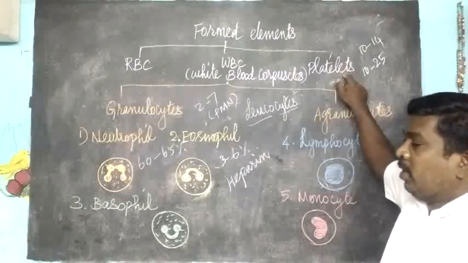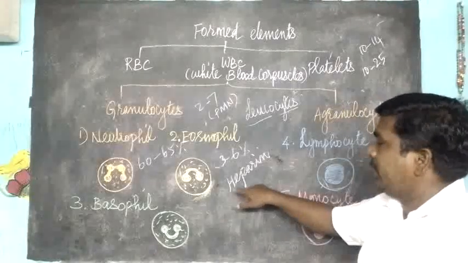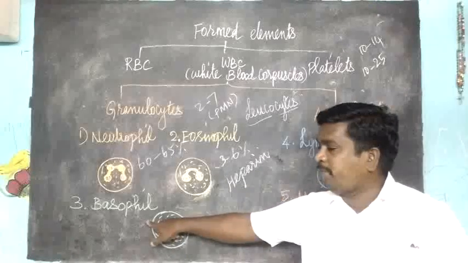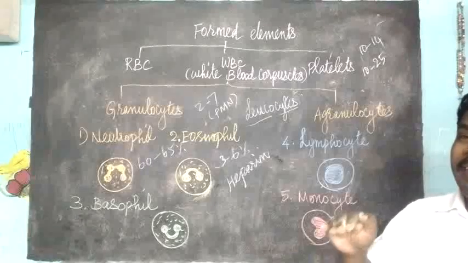That's the platelets. To prevent blood clotting inside the blood vessel, the basophil produces a protein called heparin. This heparin prevents the blood coagulation inside the blood vessels.